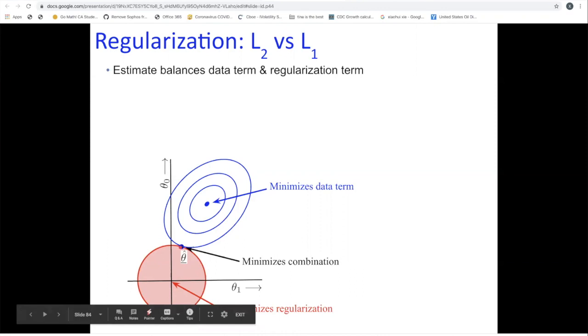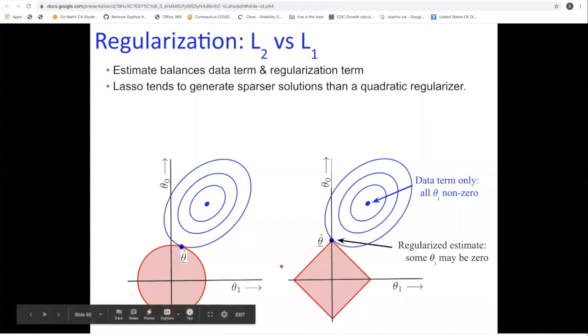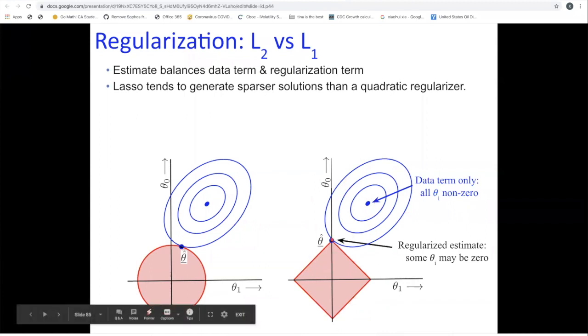This picture will be different if I use L1-based regularization. With L1-based regularization, this isosurface looks like a diamond. Now you can see the intersection between the diamond and the contour lines of the MSE function. You will see that the intersection point is always along the axis of these parameters. It is not going to be in the middle, but located exactly along the axis.